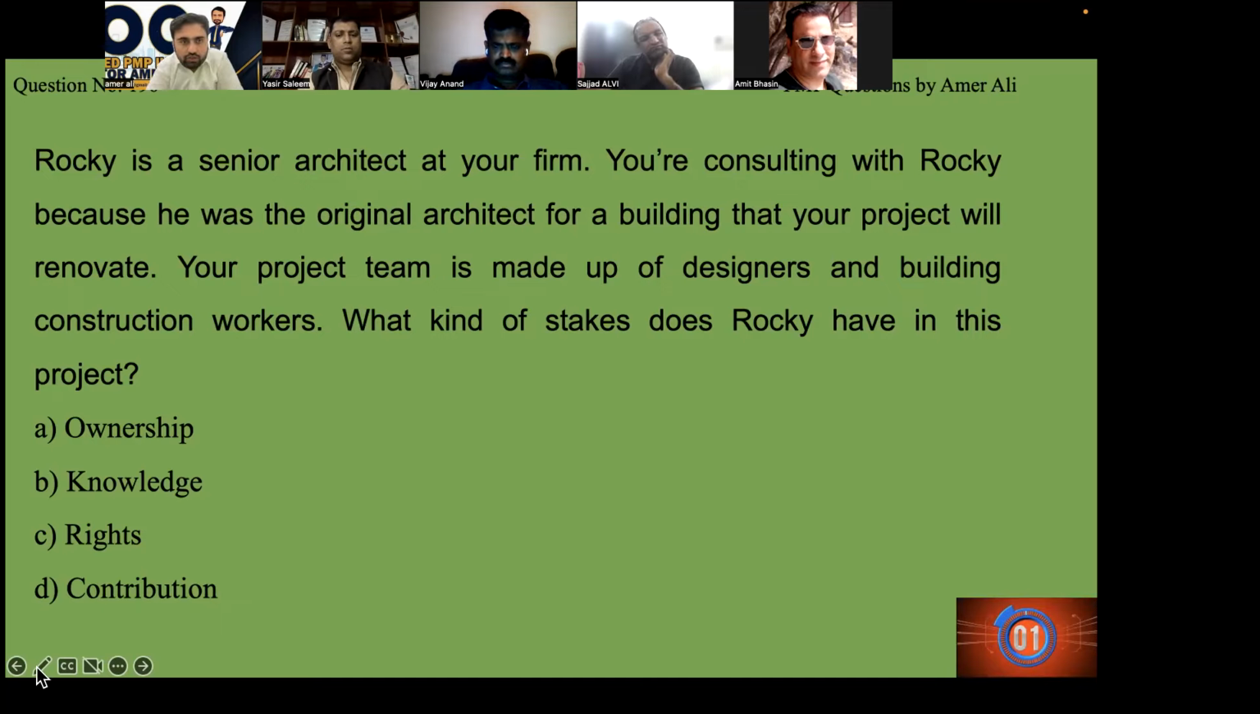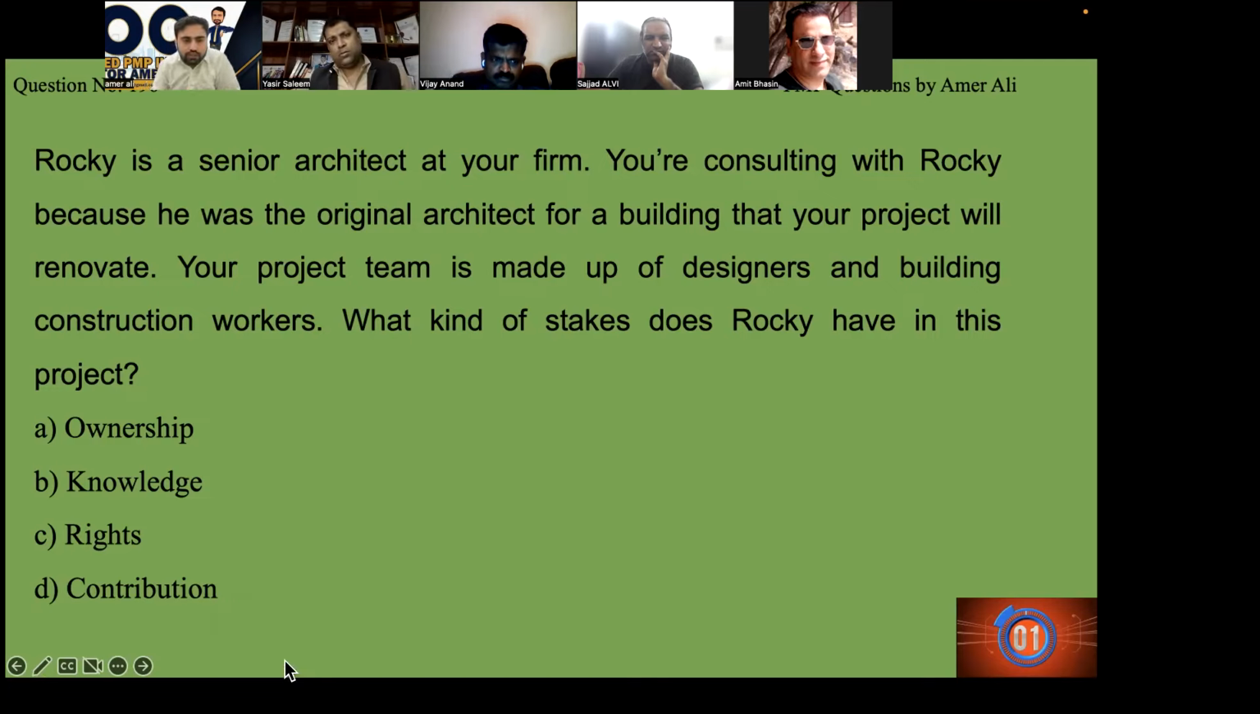What kind of stake does Rocky have here in this project? Rocky is a senior architect. When I'm building Rocky, two people come to my mind, KGF and Rocky movies. Rocky is a senior architect at your firm. You are consulting with Rocky because he was the original architect. Your project team is made up of designers and building construction. What kind of stake does Rocky have?